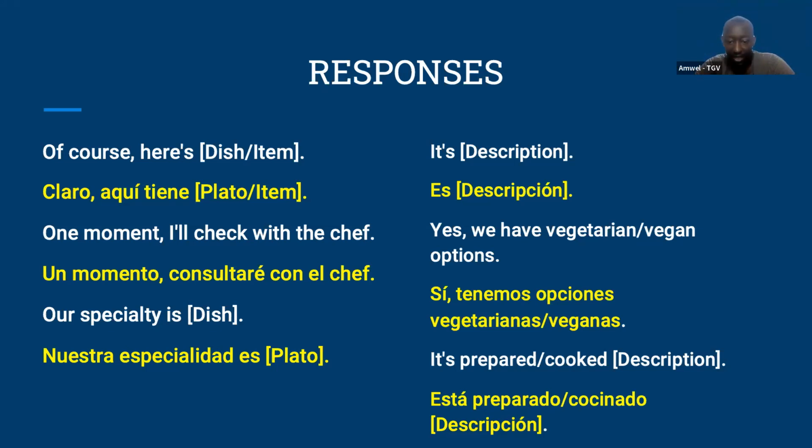So then the last part that we have, let me make myself smaller a little bit. The other one, how is it prepared? It is prepared or cooked like this, like this, like this. So you can say, for example, está preparado con vegetales, pimienta, y aceite de pescado. What does that mean? It means it's prepared with vegetables, chilies, and fish oil. Aceite de pescado. Yes, fish oil.